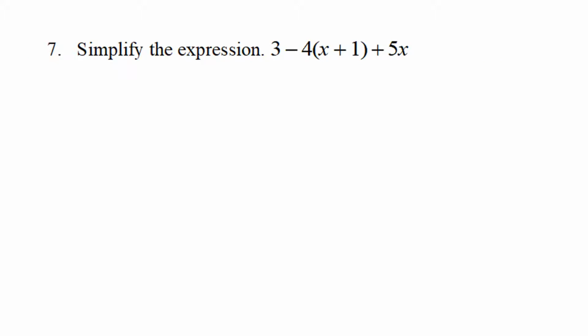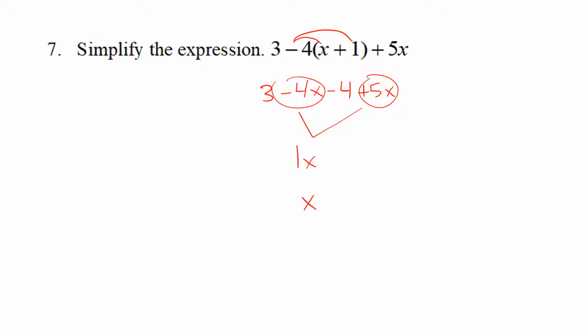Simplify the expression. Oh yes, a classic. First, what we have to do is distribute the -4 to everything in the parentheses. -4 times x is -4x, and -4 times 1 is -4. I have the plus 5x and the 3. -4x plus 5x is equal to positive 1x, which is the same thing as just saying x. And then we have 3 minus 4, and 3 minus 4 is -1. So we would just have x minus 1.